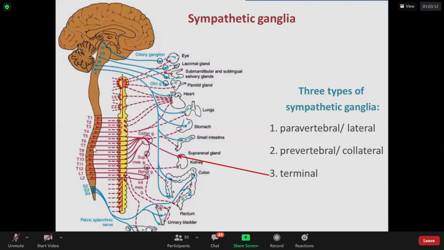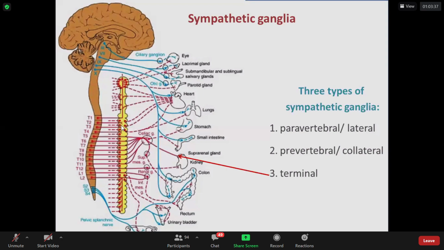Third fate: they don't synapse in the same or upper or lower segments. Instead, they bypass the sympathetic chain and go to the collateral ganglia: the celiac, superior mesenteric, and inferior mesenteric. There, they synapse with the postganglionic fibers, and these fibers reach the viscus. So this is the third fate.